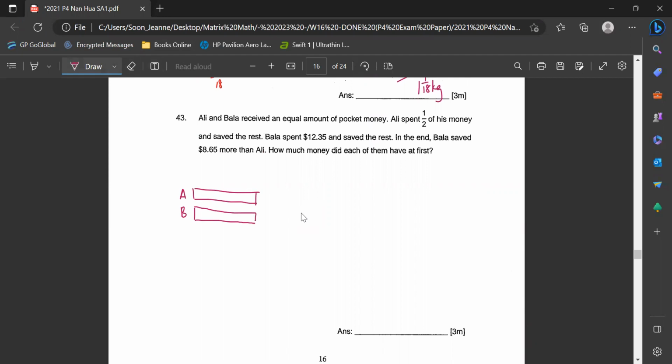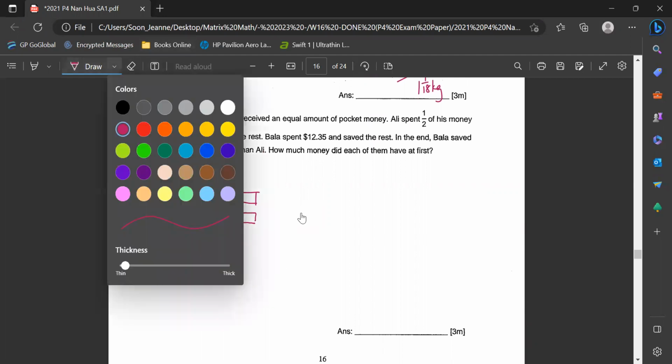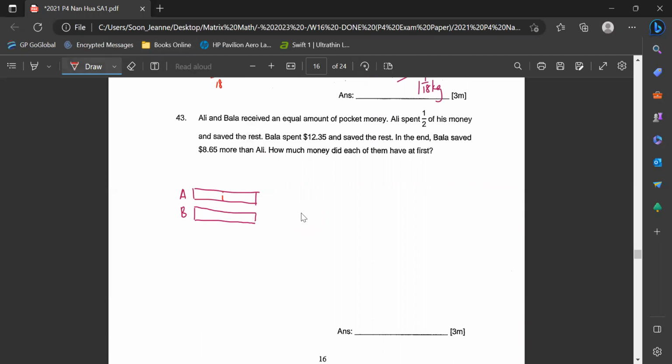Then it says, Ali spent half of his money. So Ali is going to spend half, okay? This is spent, okay? And save the rest. So he saved this, okay? Then Bala spent $12.35, save the rest. So this is save, okay?